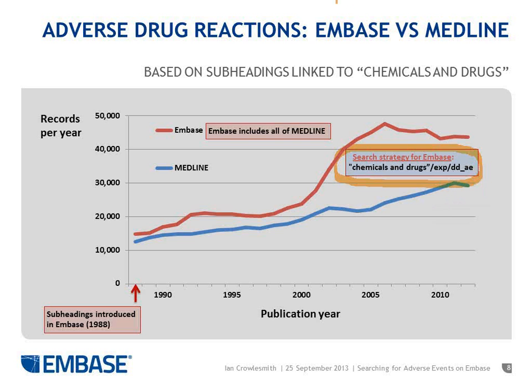When you do that, you will see that the number of adverse reactions on Embase has grown since 1988, when we first introduced adverse reactions subheadings on Embase, through to the present day, and we're currently running at about 45,000 adverse reaction records every year. And compare that with MEDLINE, which is running about 1/3 less, at 30,000 a year.